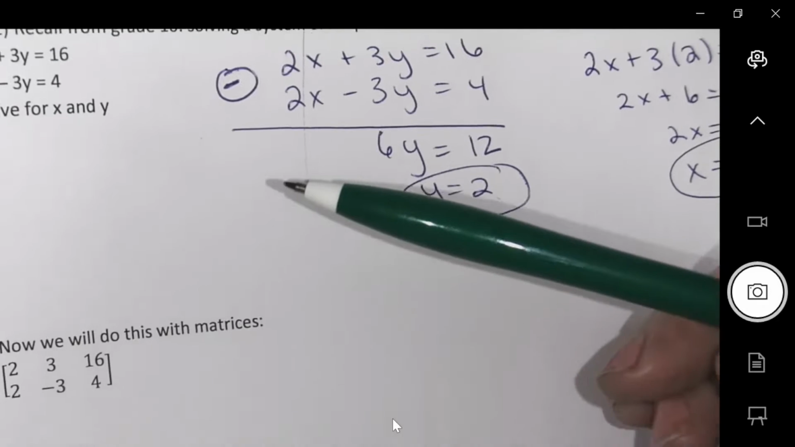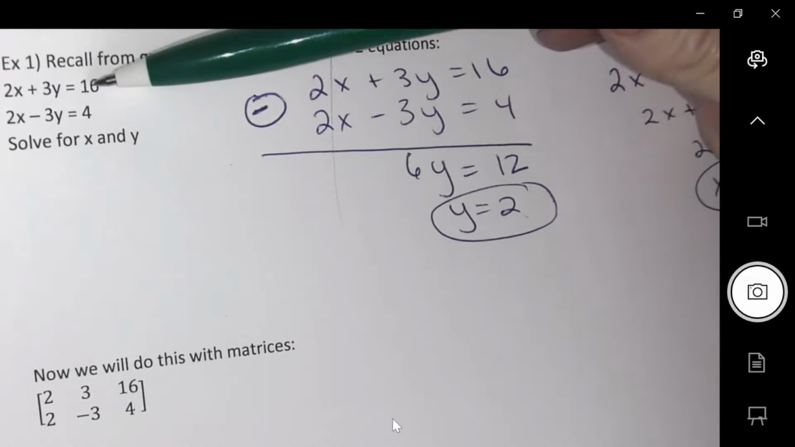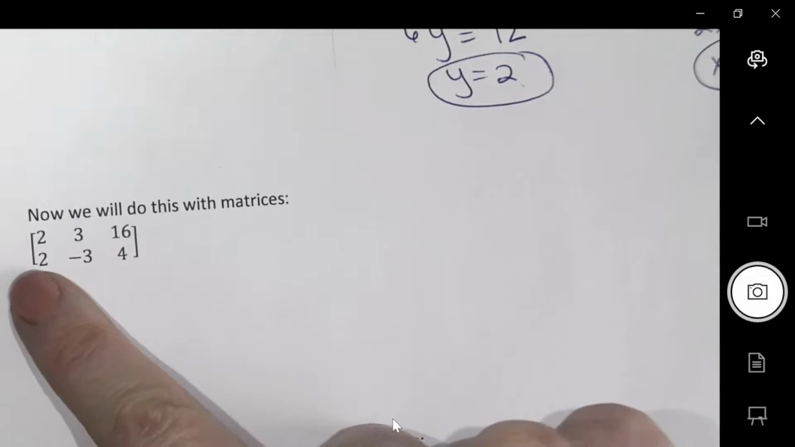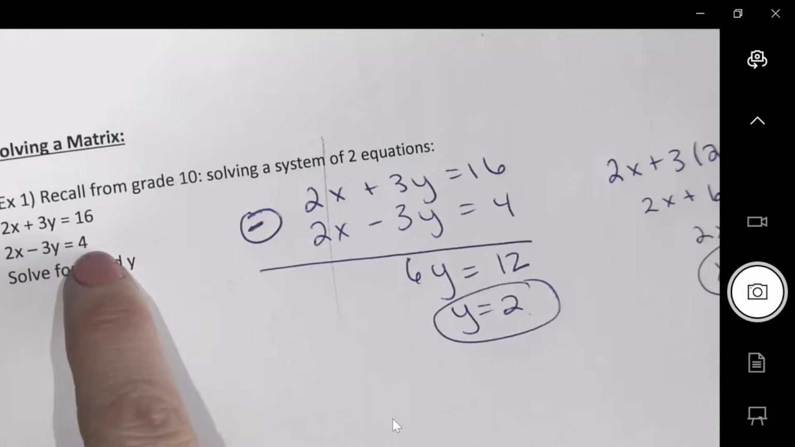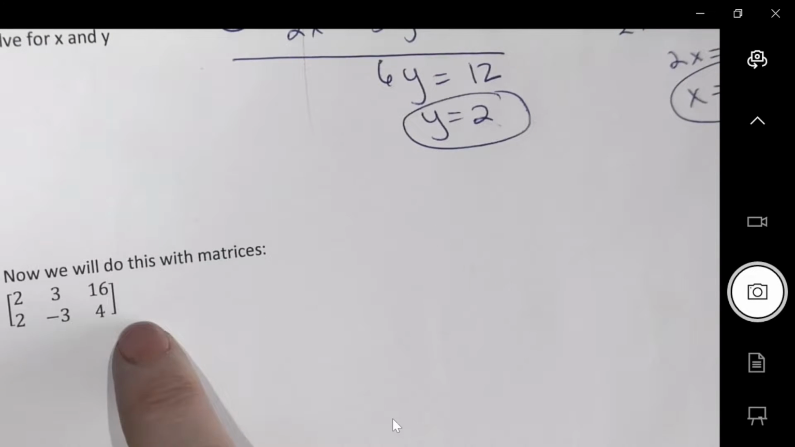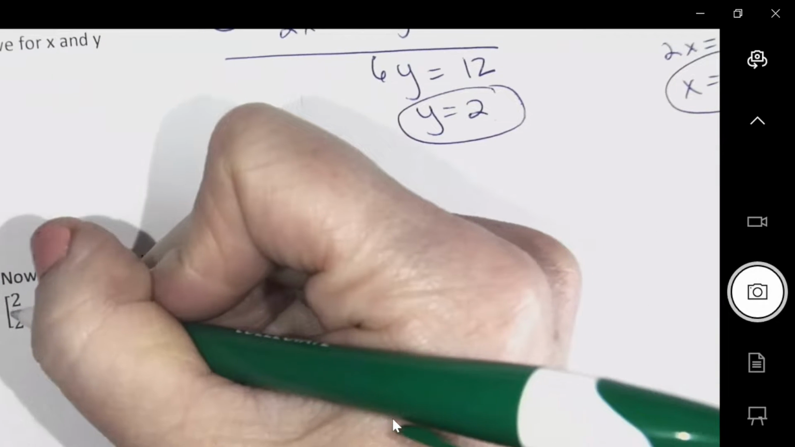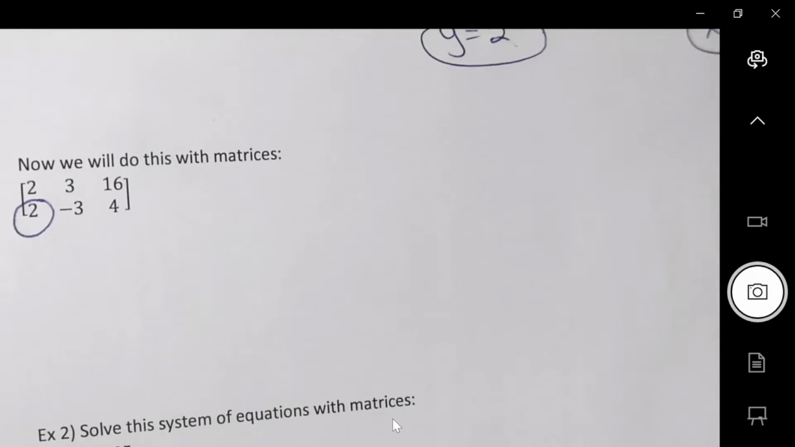So here's what I did. Do you see these numbers, 2, 3, 16? I put them into a matrix. So 2, 3, 16 in a matrix. 2, negative 3, and 4. So I put all the coefficients into a matrix. Okay, so this is what I'm going to do. I'm going to try to zero that out.